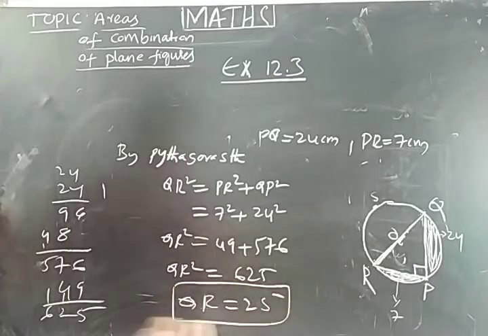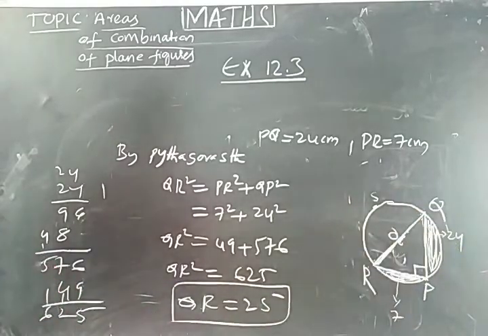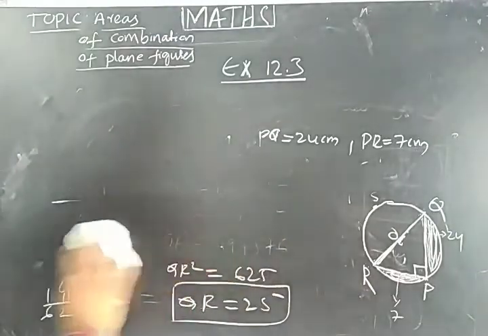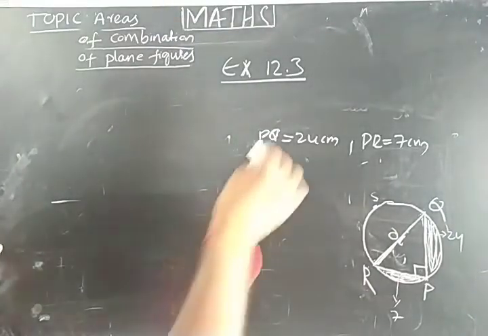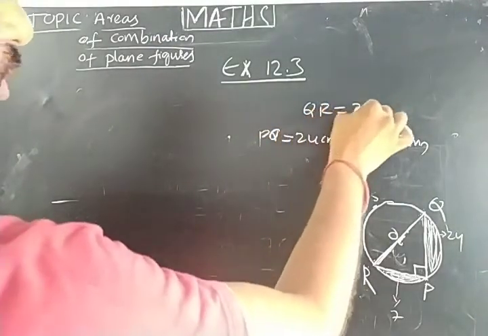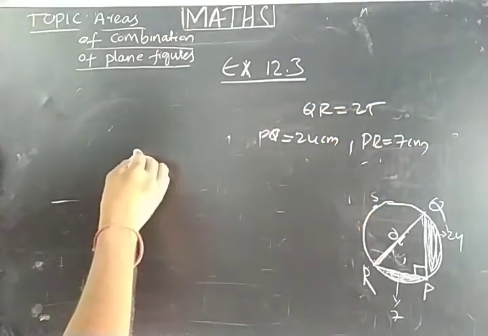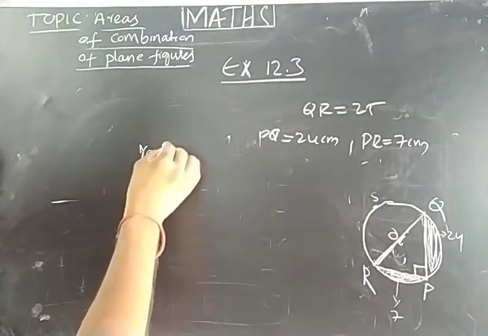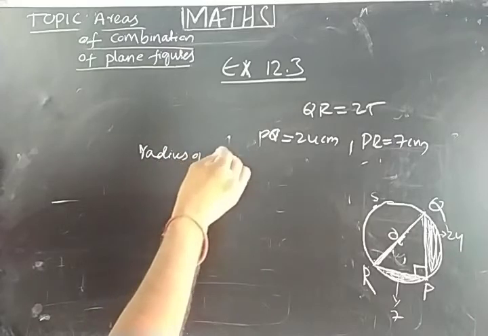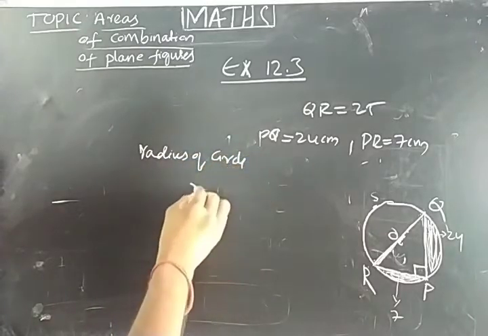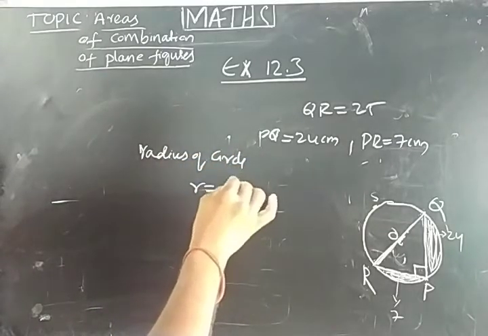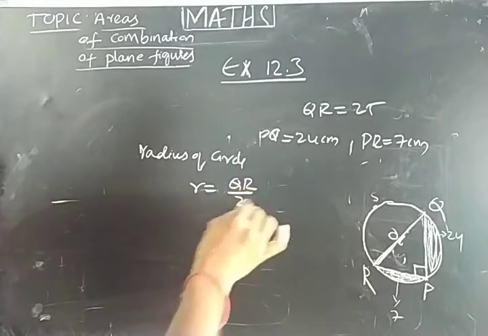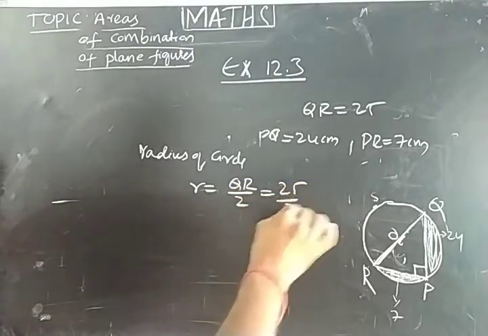Now I got QR. What is QR? QR is the diameter of the circle. I will write here, QR is 25. Now radius. I am going to find the radius of the circle. R equals QR by 2, that is 25 by 2.